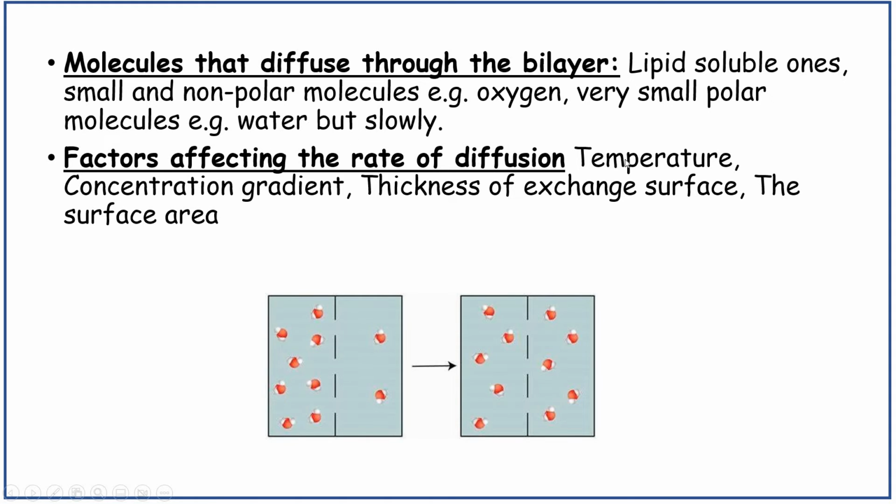Factors affecting the rate of diffusion are temperature, concentration gradient, thickness of exchange surface, and the surface area. A temperature of about 37, a high concentration gradient, a thin exchange surface, and a large surface area are the best conditions.